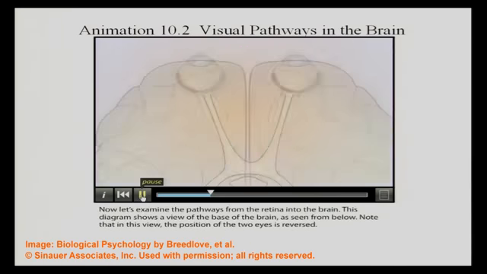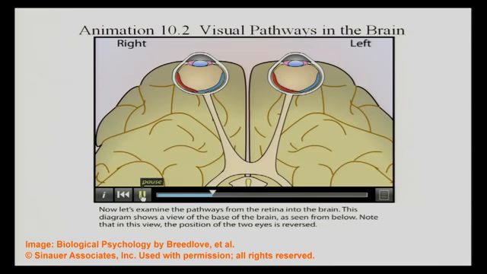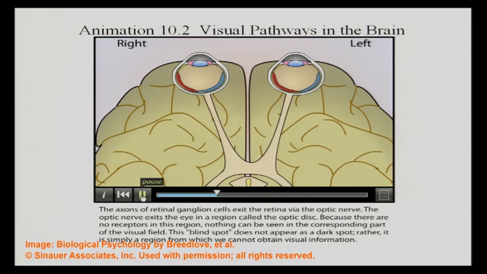Now let's examine the pathways from the retina into the brain. This diagram shows a view of the base of the brain as seen from below. Note that in this view, the position of the two eyes is reversed. The axons of retinal ganglion cells exit the retina via the optic nerve. The optic nerve exits the eye in a region called the optic disc. Because there are no receptors in this region, nothing can be seen in the corresponding part of the visual field. This blind spot does not appear to us as a dark spot. Rather, it is simply a region from which we cannot obtain visual information.